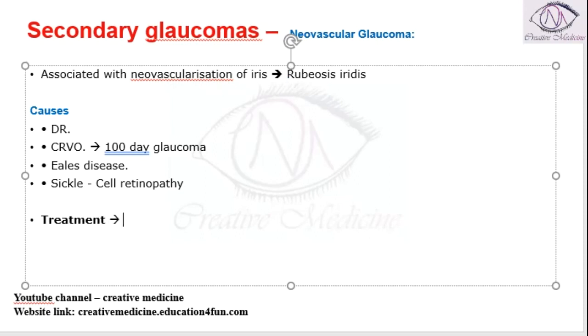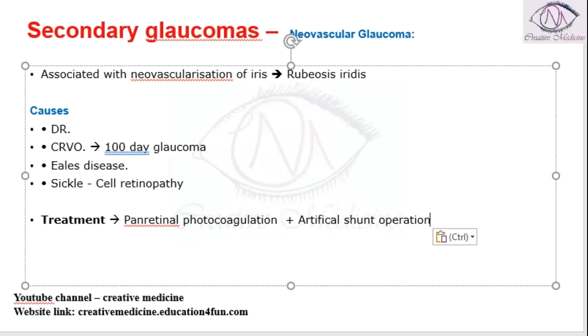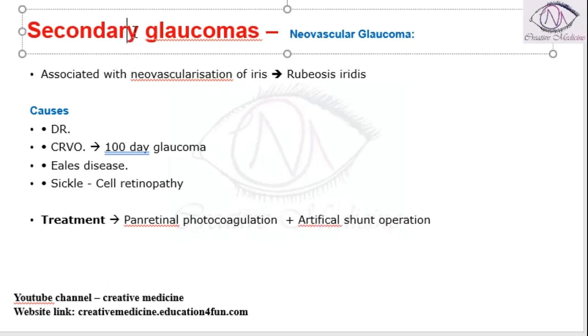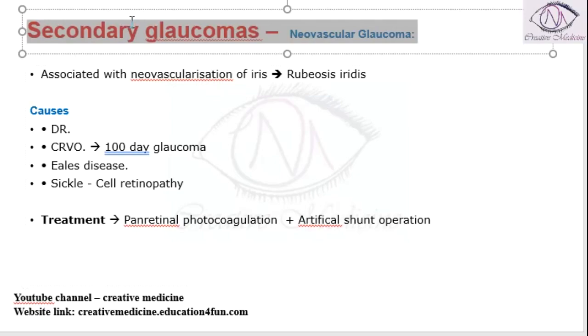The treatment of neovascular glaucoma is to do a pan-retinal photocoagulation along with an artificial shunt operation.